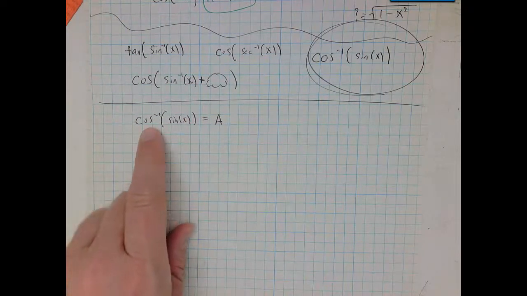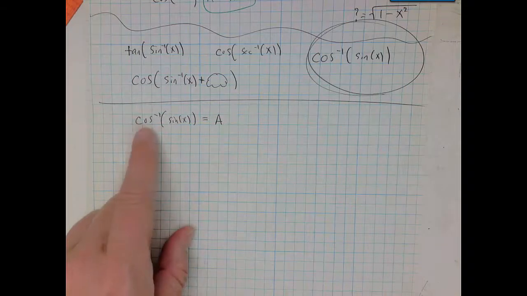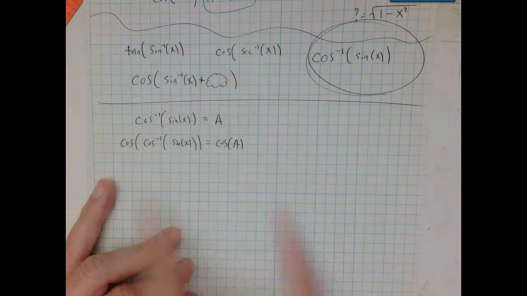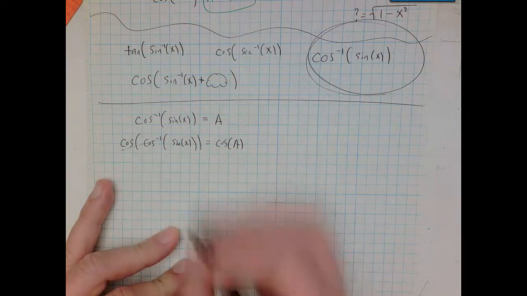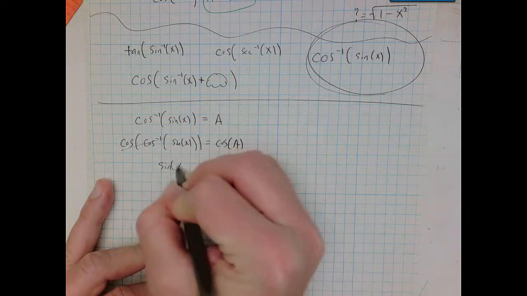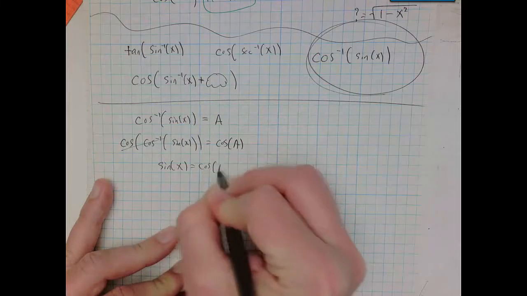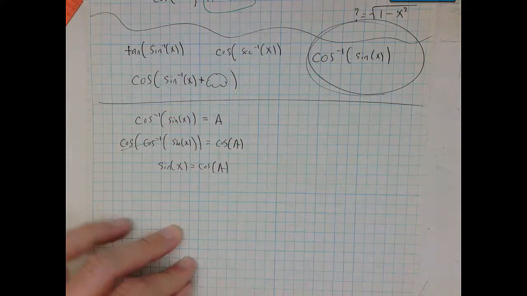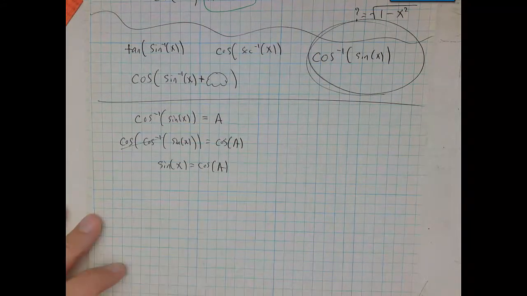The thing I really don't like is the inverse trig function on the outside here. Let's get rid of it. If I take cosine of both sides, now these have undone each other, and so now I've got sine x equals cosine A. But what is A, we wonder?